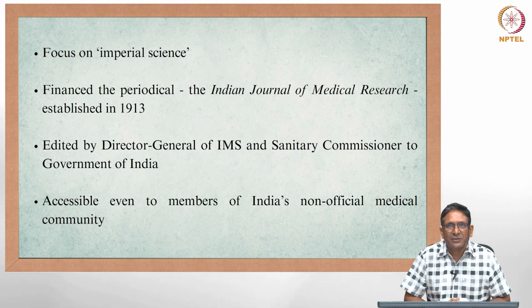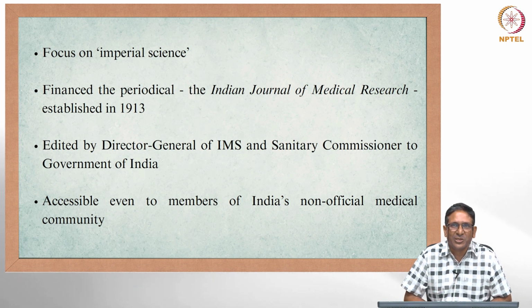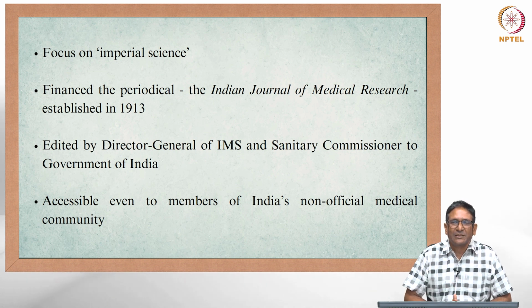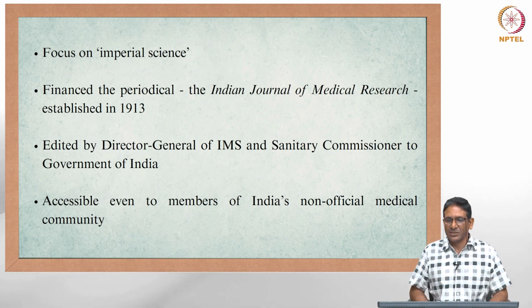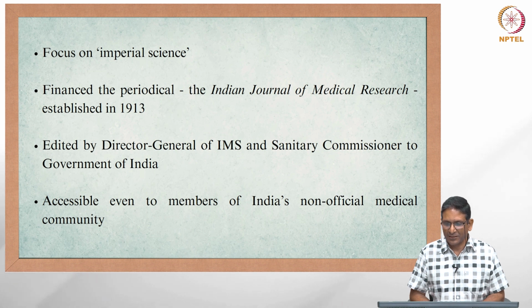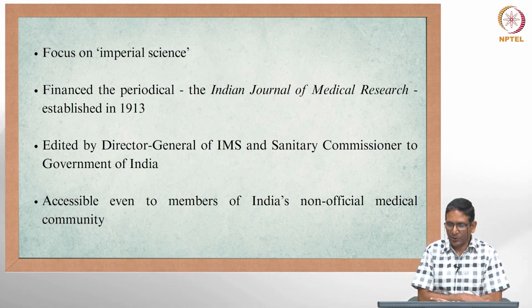We also have to mention that journals play an important role as signifiers of the emerging scientific culture in a place. This is one of the telltale signs of the level of science, especially in its modern form, in any given place, apart from other things like scientific bodies like the Royal Society and all that. This is one manifestation of how science, and in this case medical science, was coming into its own on Indian soil. This journal was established in 1913, and it was edited by the Director General of the Indian Medical Service and the Sanitary Commissioner to the Government of India. And this was accessible to members who were also outside the medical community.